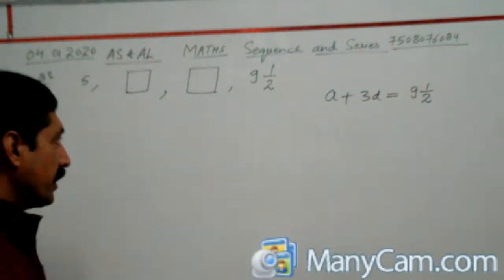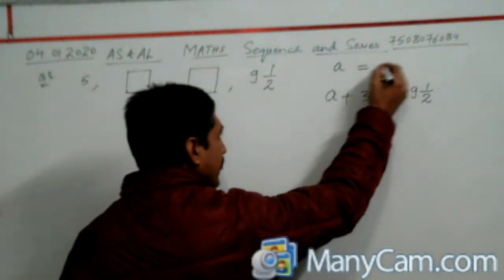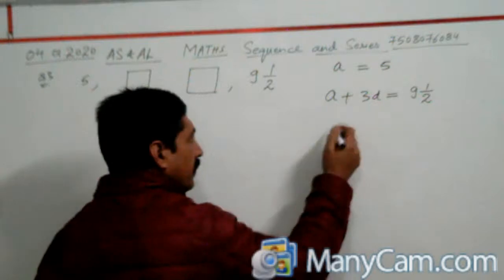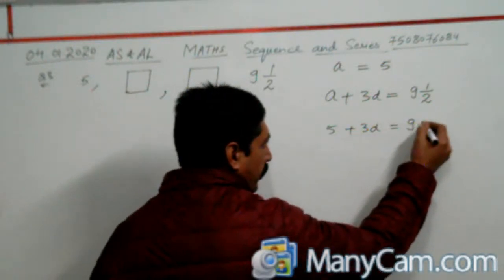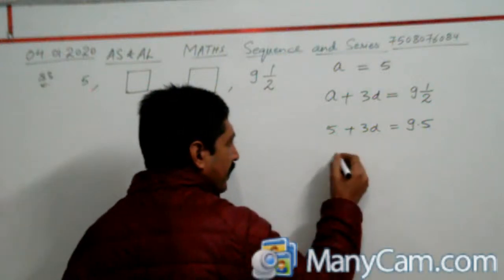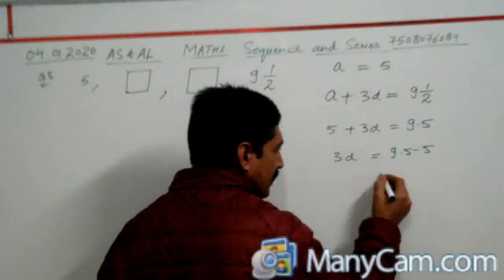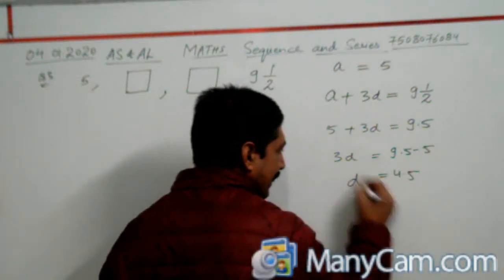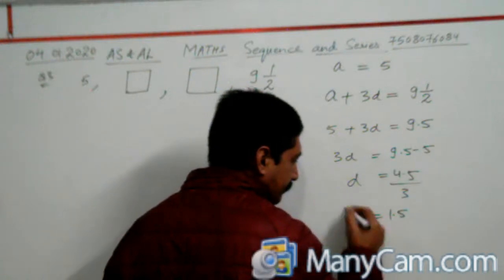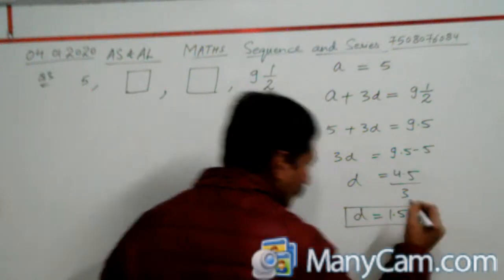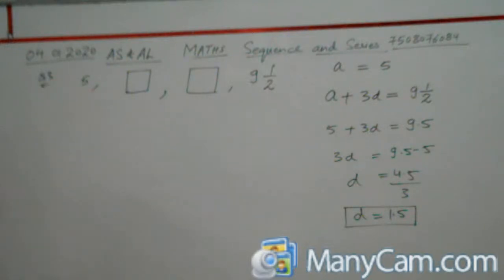So here a is 5. What is a? A is 5. So here 5 plus 3d is equal to 9.5, and 3d is equal to 9.5 minus 5. So we have 4.5, and dividing by 3 we have d equal to 1.5. What is the common difference here? The common difference here is 1.5.